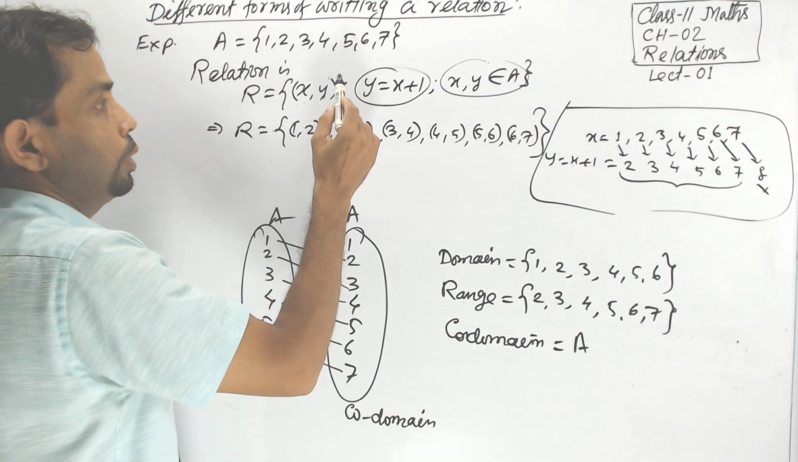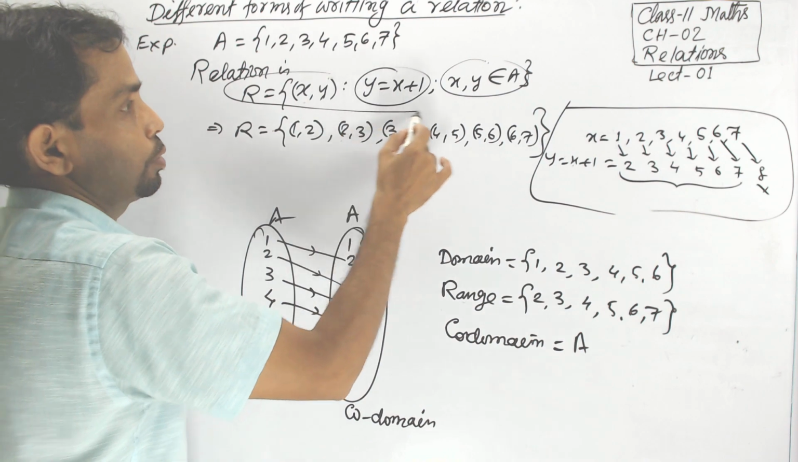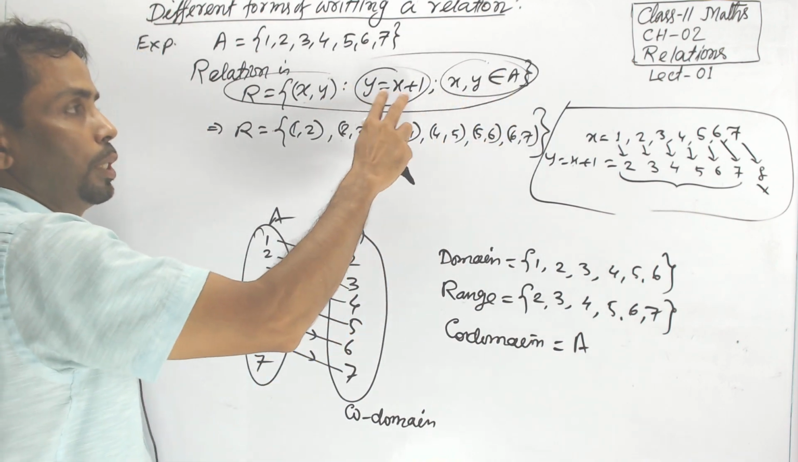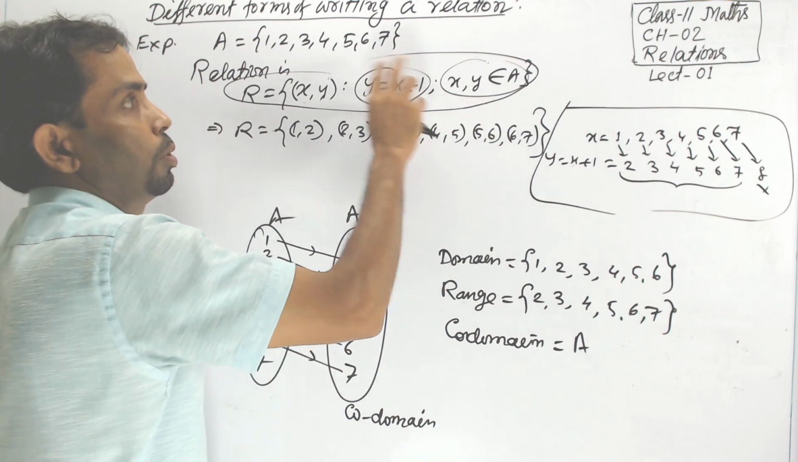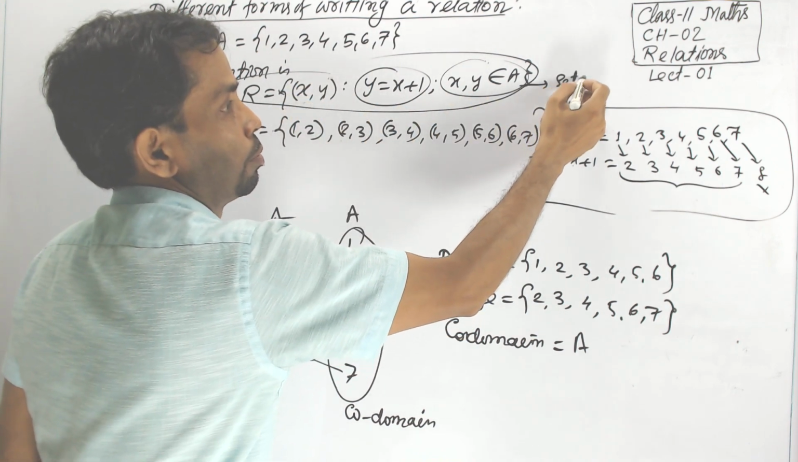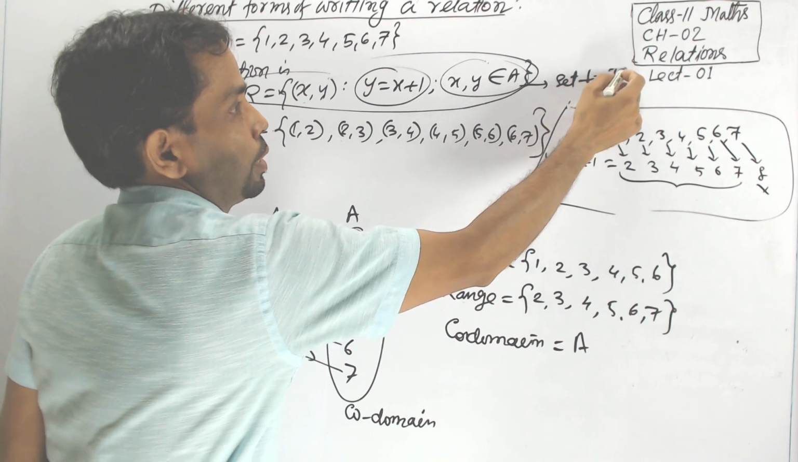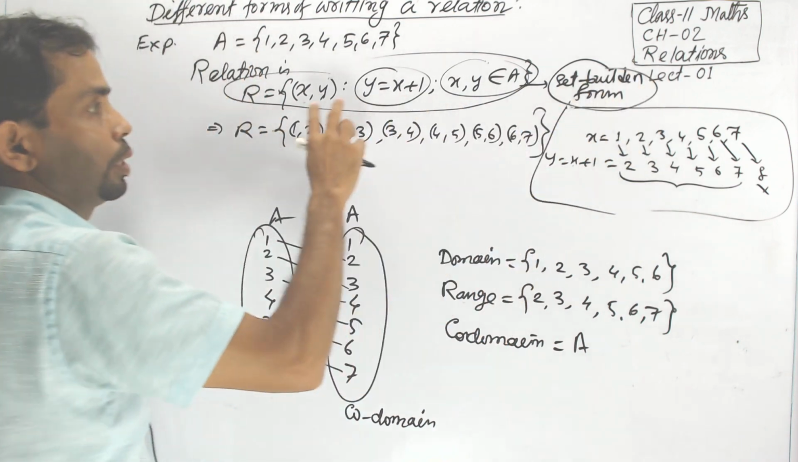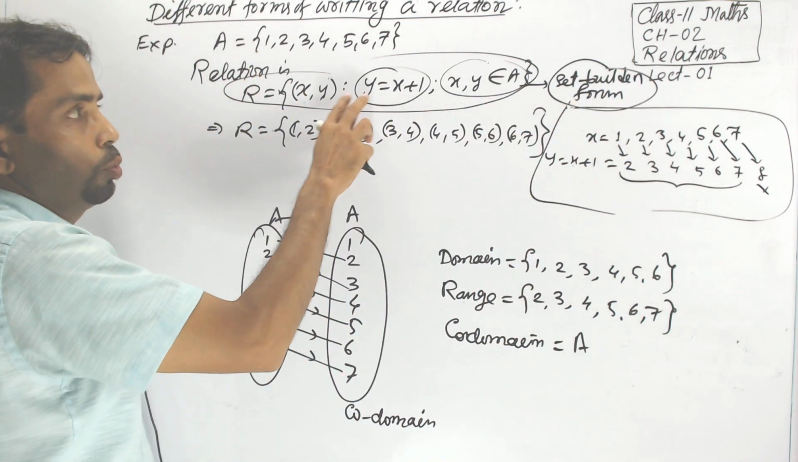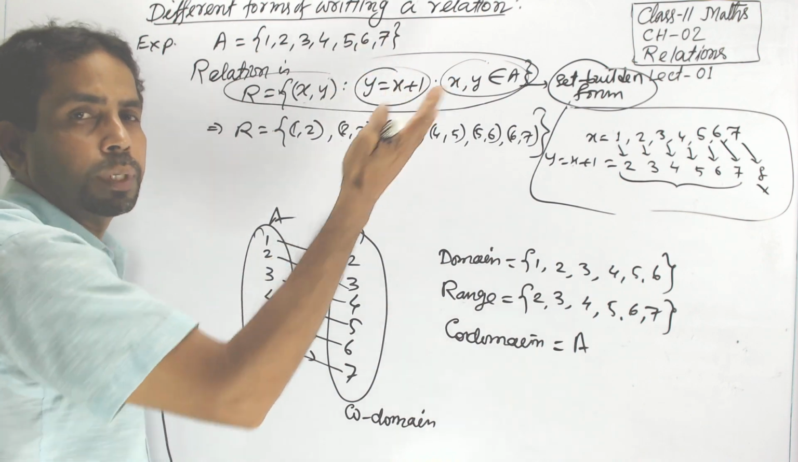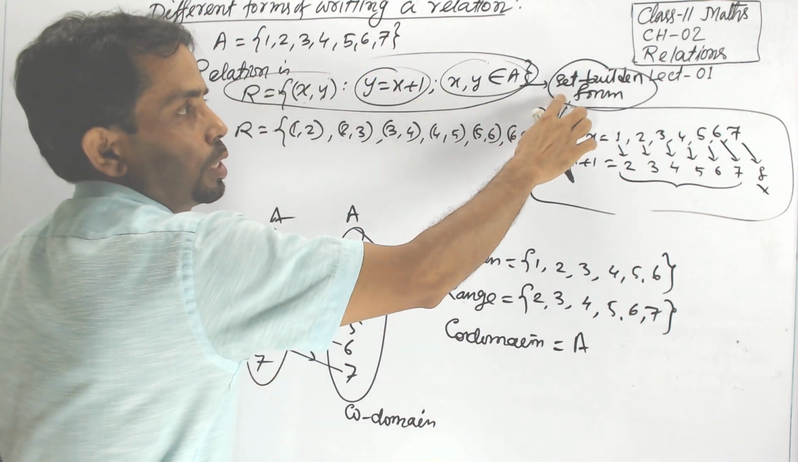Now, different forms of writing a set. You see this way of writing in x, y, in terms of x, y, such that x, y are related by some relation, and x and y belong to A. This way of writing a set is called set builder form. Writing in x, y, or writing in a, b such that a, b are related and belong to some set, like that. So this way of writing is called set builder form.